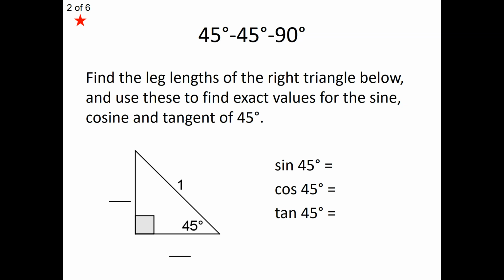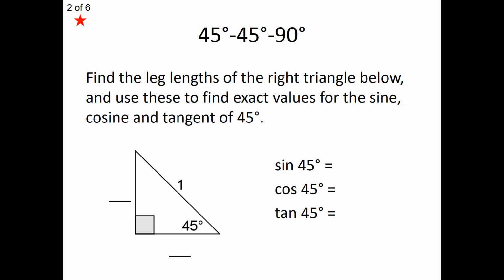Now, what we can do then is we can take our special right triangle, our 45, 45, 90, and mash it together with the sine, cosine, and tangent functions. So now let's do some investigations, such as what is the sine of 45 degrees, what's the cosine of 45 degrees, and what's the tangent of 45 degrees.